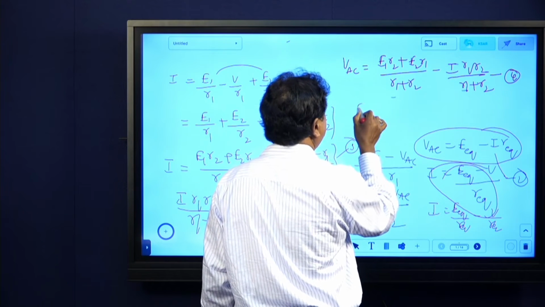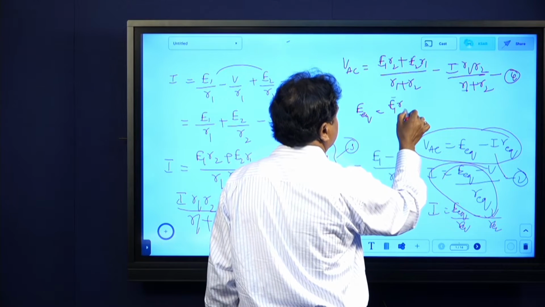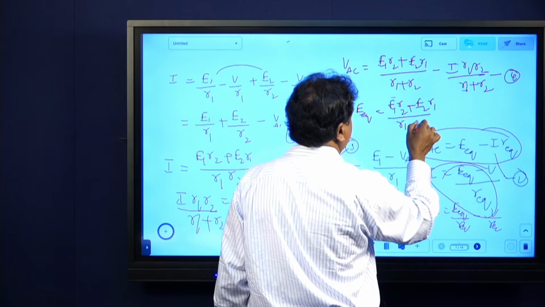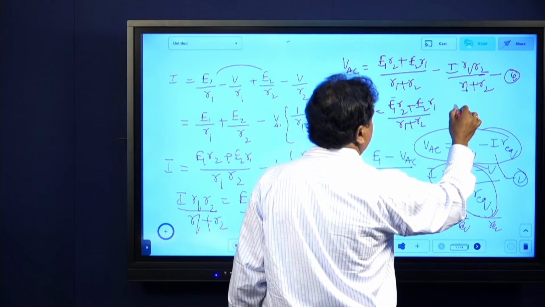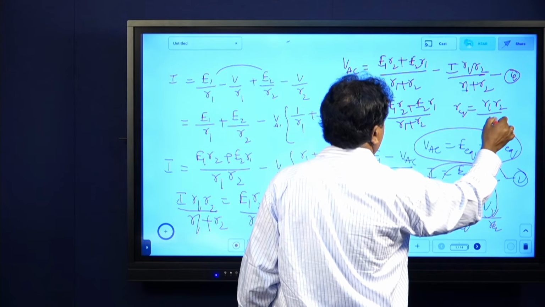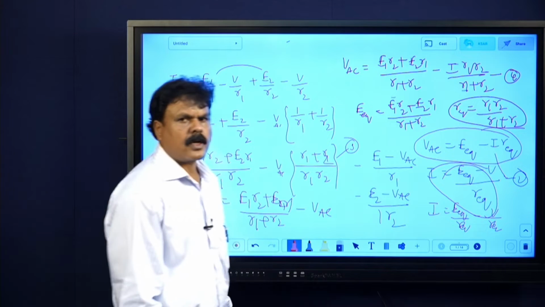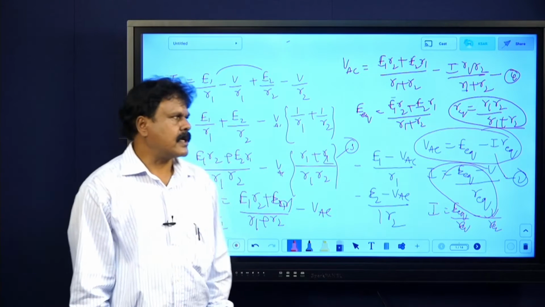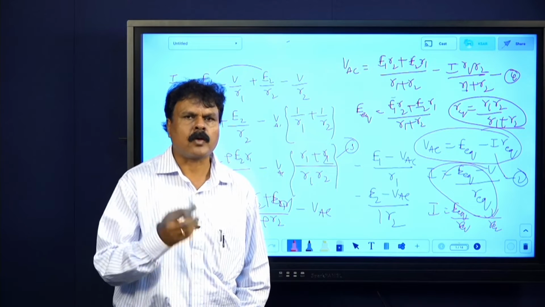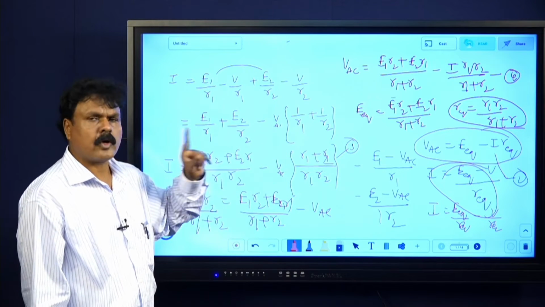Then when you compare, E equivalent equals E1 R2 plus E2 R1 by R1 plus R2 you are getting, little space problem, just try to adjust. And R equivalent will be equal to R1 R2 by R1 plus R2. Obviously this R equivalent you should get R1 R2 by R1 plus R2 only. The reason for that is when two resistors are connected in parallel, what do you get? R1 R2 by R1 plus R2. Little difficult, but most important, you have to practice.